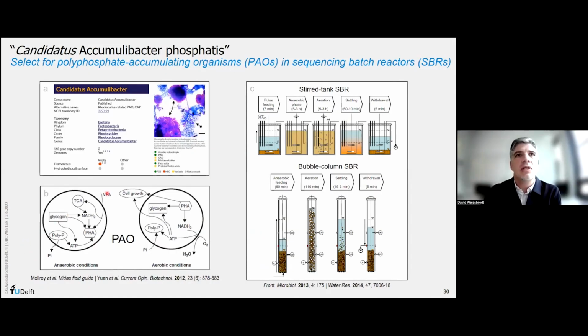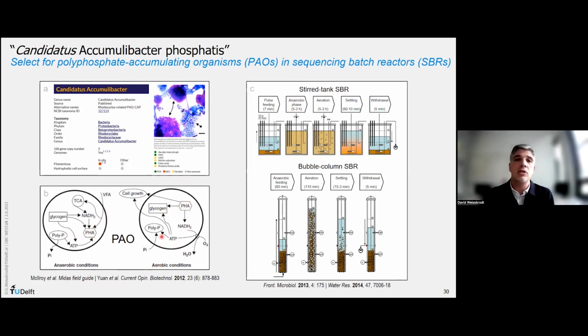So these PAOs, like Acinetobacter, are in databases. In Aalborg, they have a database called MIDAS, the MIDAS field guide, that gives information on all microorganisms from wastewater treatment plants and their potential functionalities. They are typically selected in sequencing batch reactors, where we alternate anaerobic and aerobic conditions. In the lab, we can do this in reactors of 1:1 height to diameter ratio, or in a bubble column design as well. They have a specific metabolism: under anaerobic conditions, they store the carbon into polyhydroxyalkanoates, and under aerobic conditions, they grow on these polyhydroxyalkanoates.